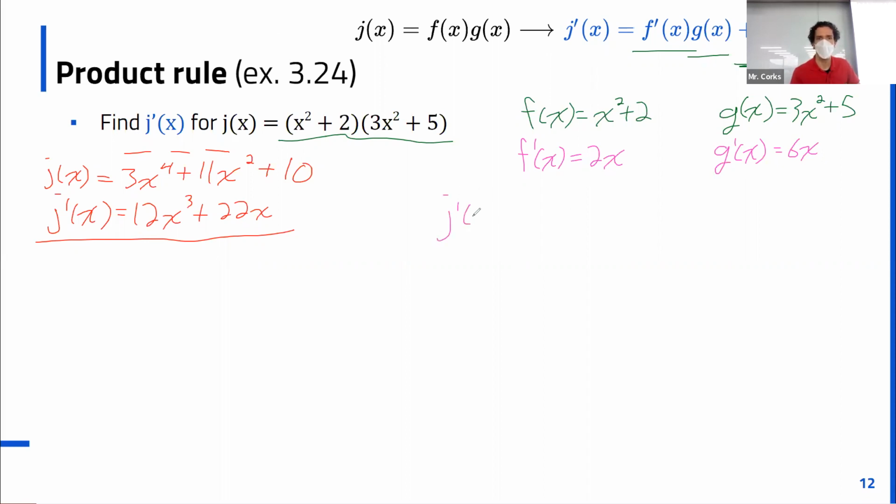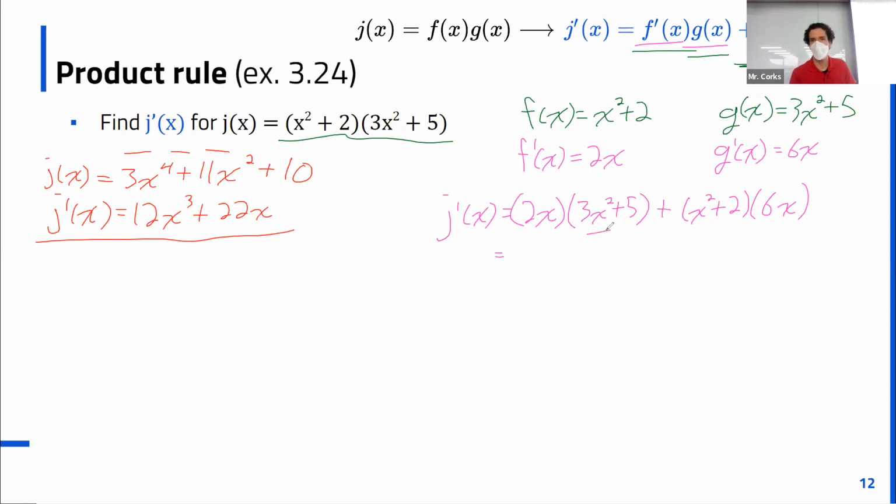So j prime of x would be, we just follow our order here. First, the derivative of the first thing, so 2x, times the original of the second part, 3x squared plus 5, plus the original of the first part, x squared plus 2, times the derivative of the second part, which is 6x. Then we just expand and add, and we'll get our result.